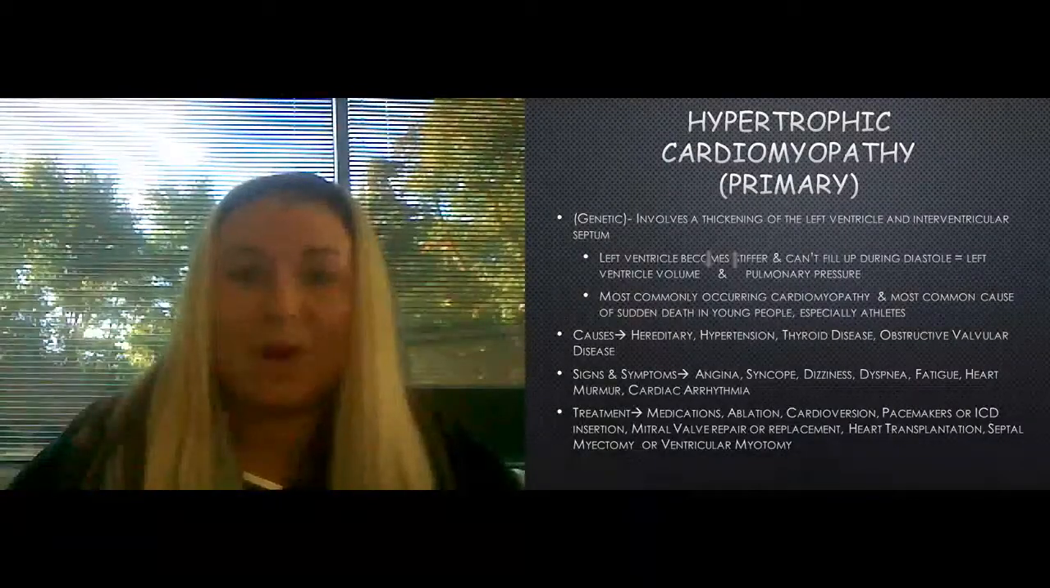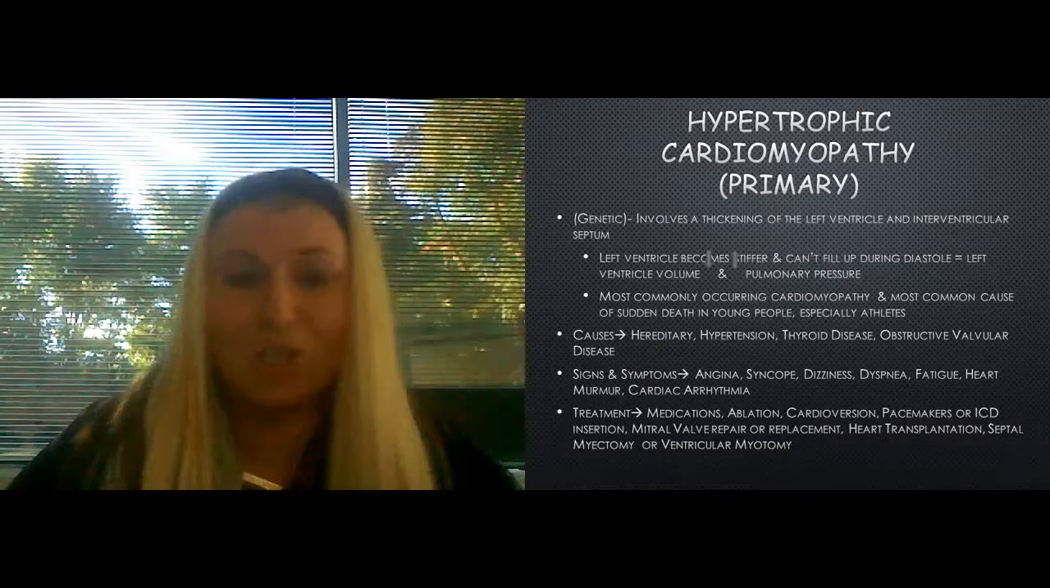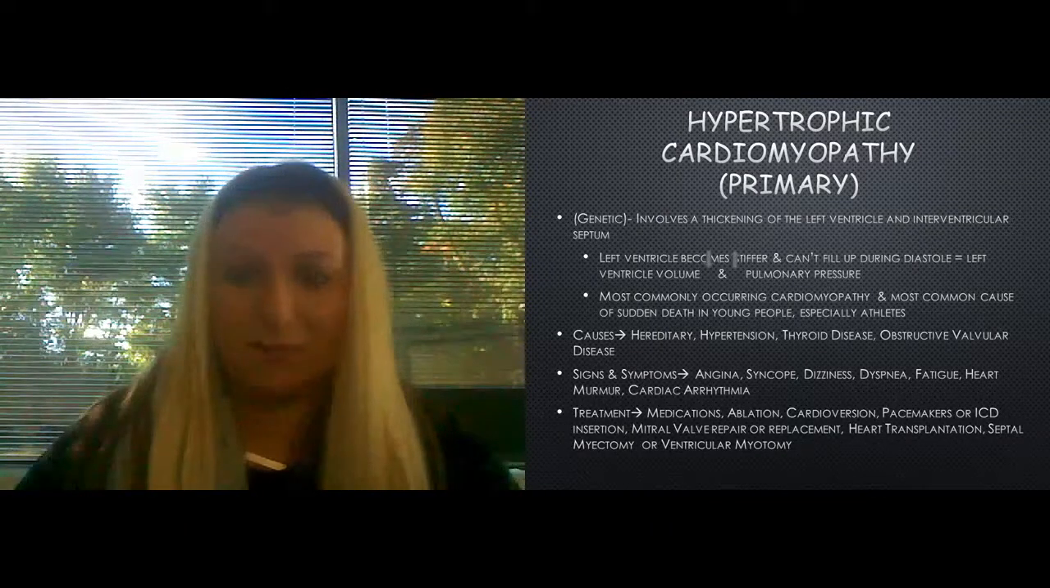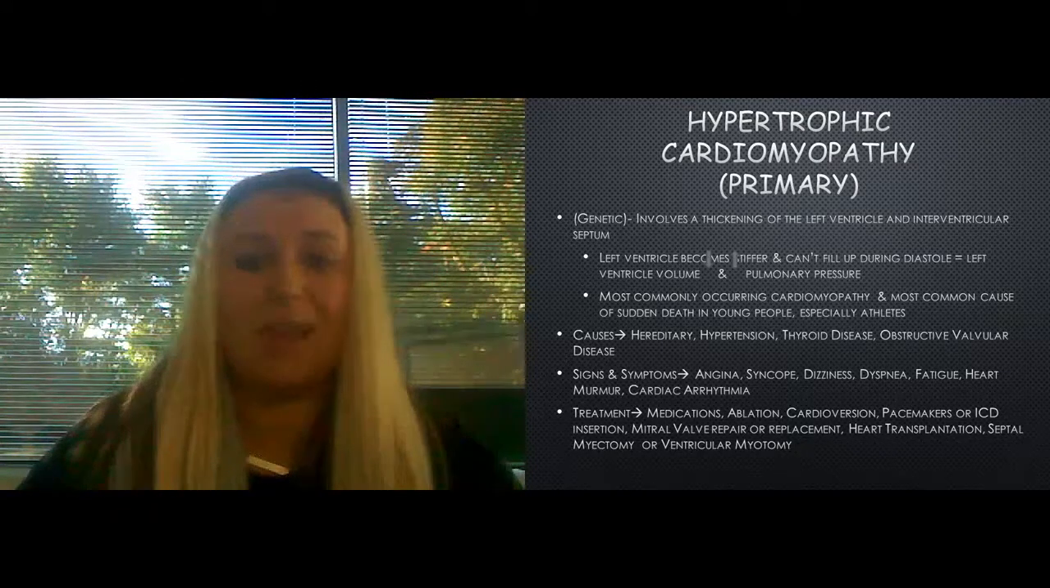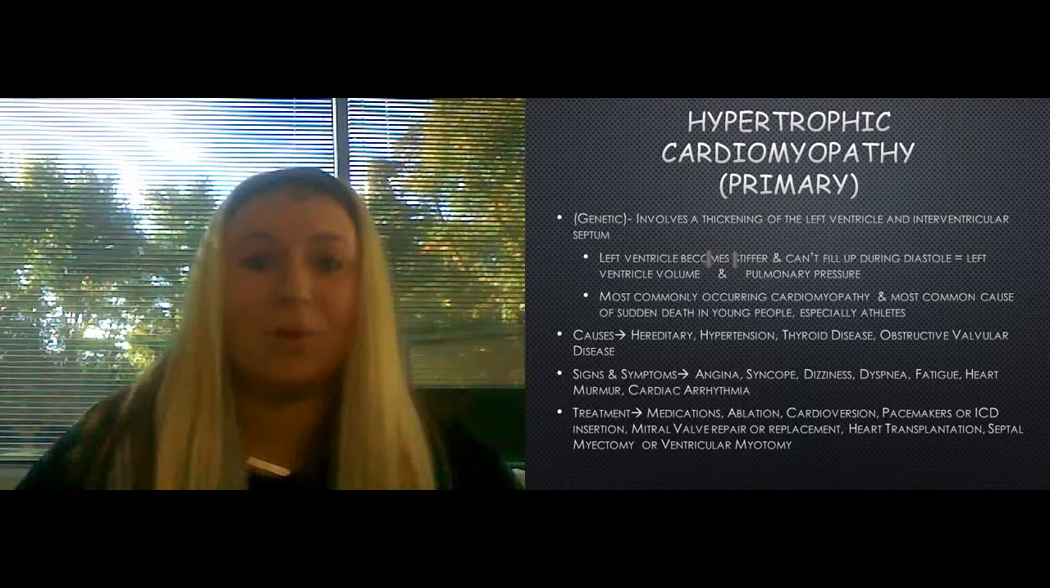The second primary cardiomyopathy disorder is hypertrophic cardiomyopathy. This is genetic. It involves a thickening of the left ventricle and interventricular septum. The left ventricle becomes stiffer and can't fill up during the diastolic process, which results in left ventricle volume decreasing and increased pulmonary pressure. This is the most common cardiomyopathy and is most commonly the cause of death in young people, especially athletes. It is caused by heredity, hypertension, thyroid disease, obstructive valvular disease.